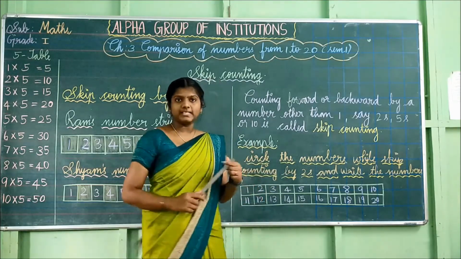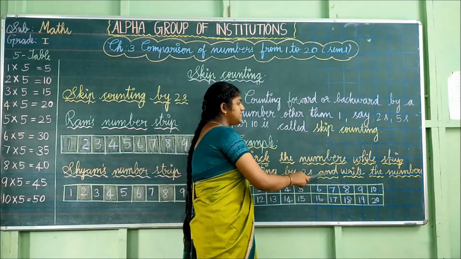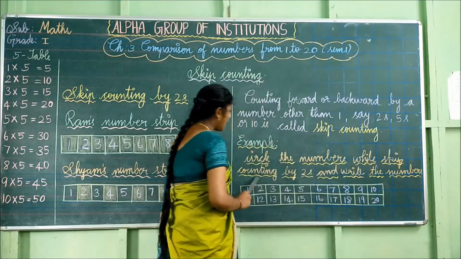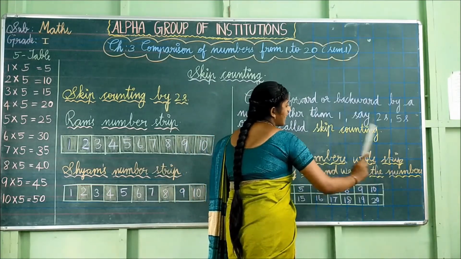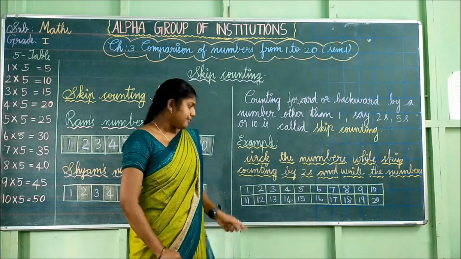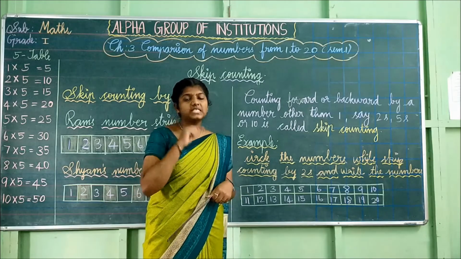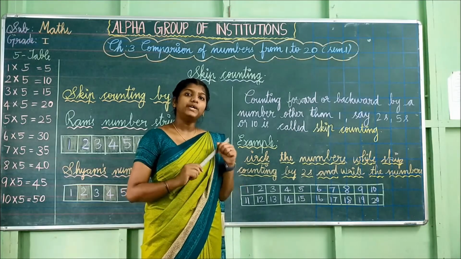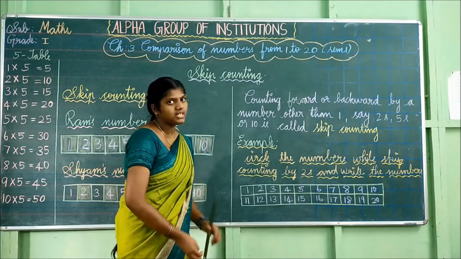Now shall we see one example, children? See here, circle the numbers while skip counting by twos and write the numbers. So here we have a list of numbers from 1 to 20. Here we are going to circle the numbers by twos, by skipping twos. Okay, children, shall we circle?